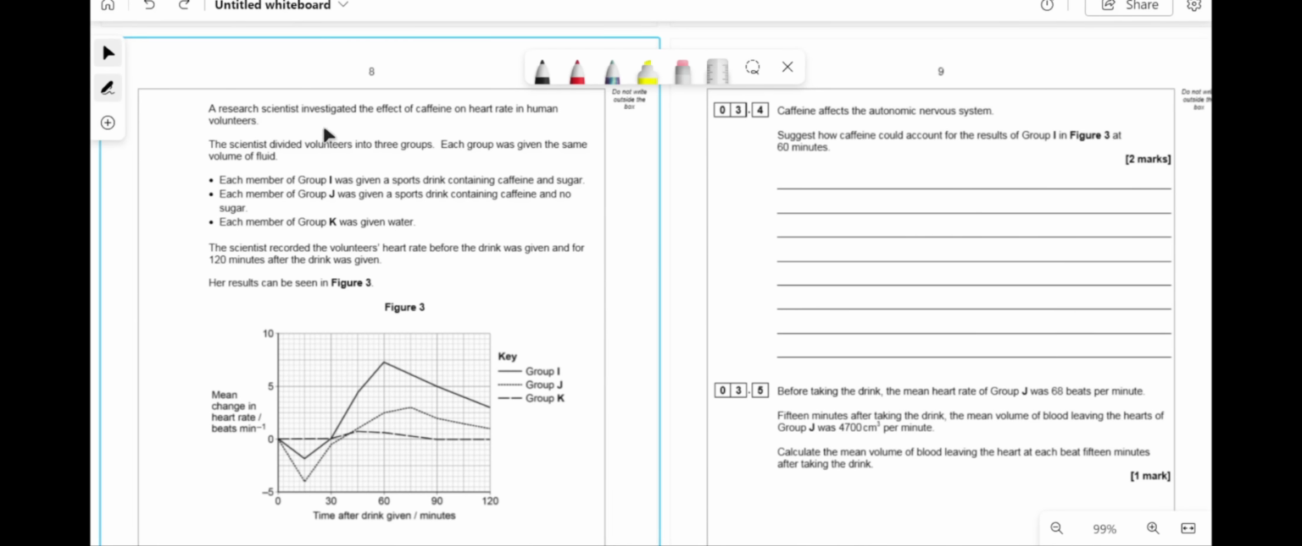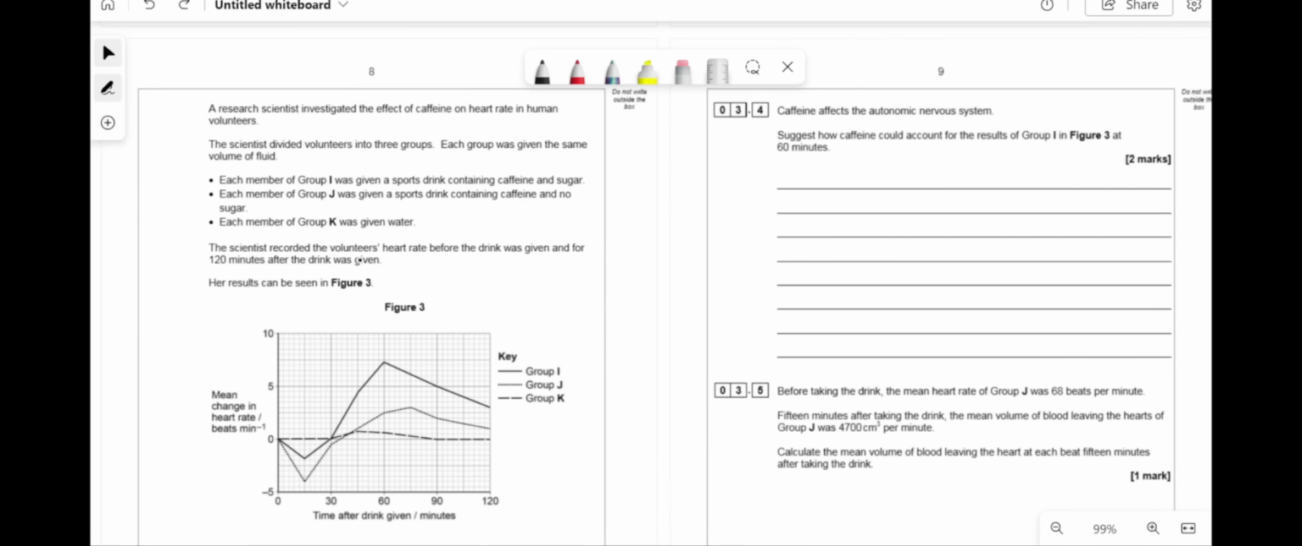So a research scientist investigated the effect of caffeine on heart rate in human volunteers. The scientists divided volunteers into 3 groups. Each group was given the same volume of fluid. Each member of group I was given a sports drink containing caffeine and sugar. Each member of group J was given a sports drink containing caffeine and no sugar. And each member of group K was given water.